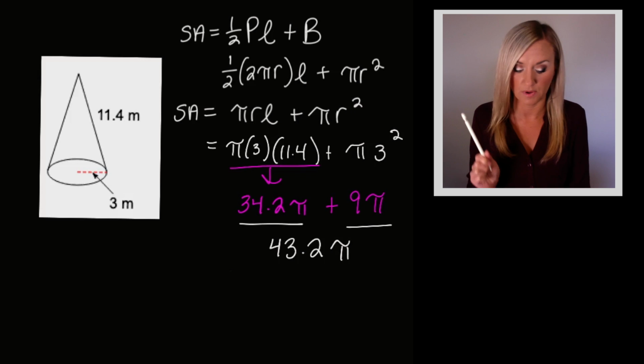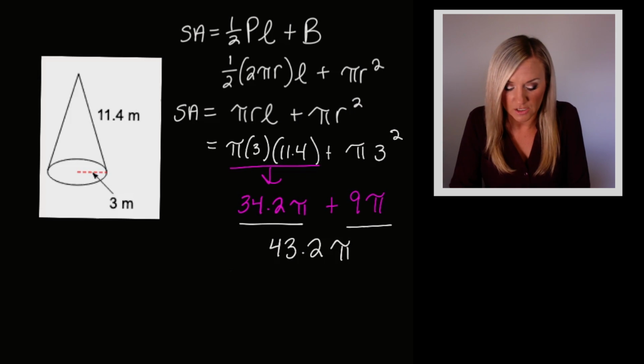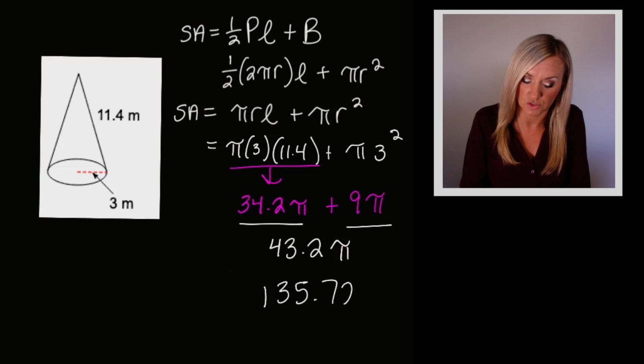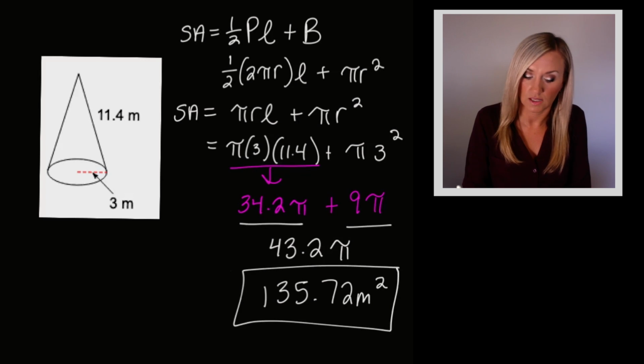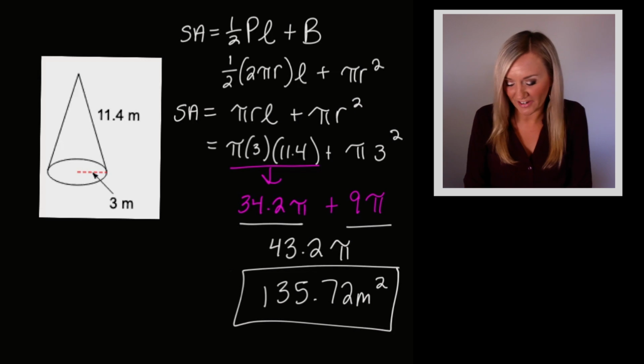Now, last step, multiply 43.2 times pi, and you get 135.72. Let's round to the nearest hundredth, so it would be 135.72 meters squared. And there's your final answer. All right, 2 more to go.